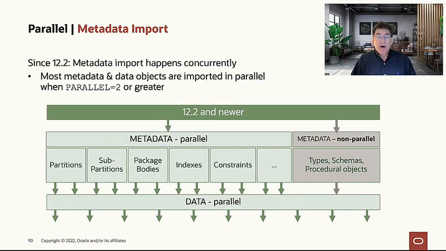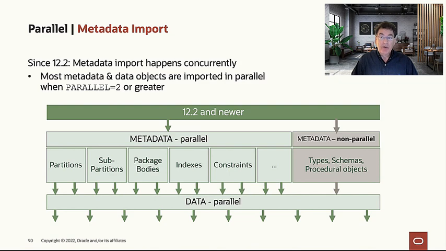12.2 has much more parallelism for metadata import. Everything is imported in parallel except the items with dependencies, type hierarchies, schemas, and procedural actions. There are two types of Data Pump parallelism at work here. One type is allocating a worker per partition or subpartition or per small table. Over a certain threshold, for a large partition or a large unpartitioned table, a worker can be a coordinator for multiple parallel query processes.